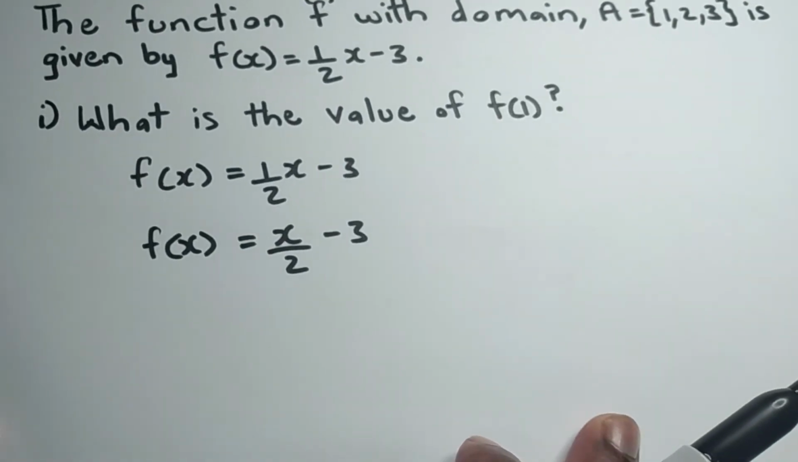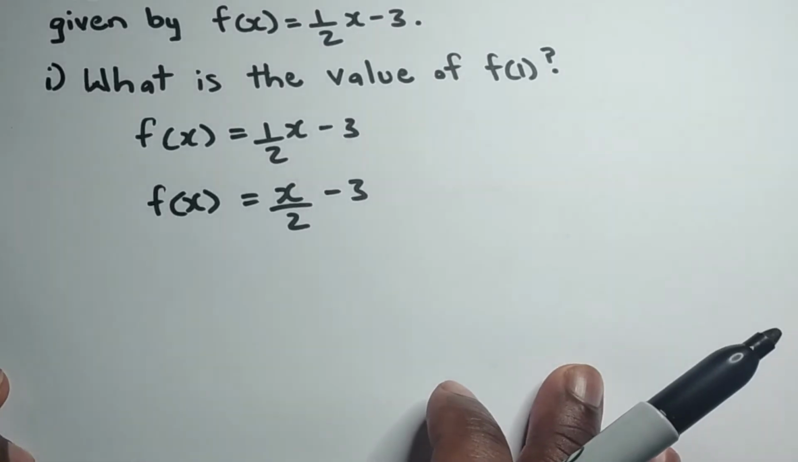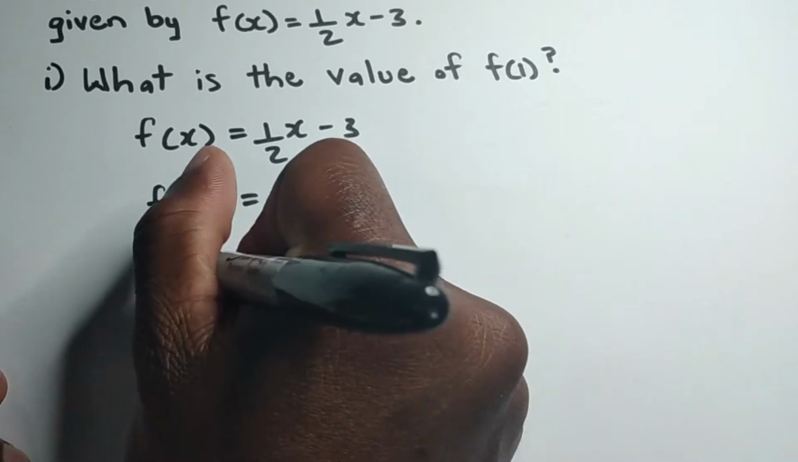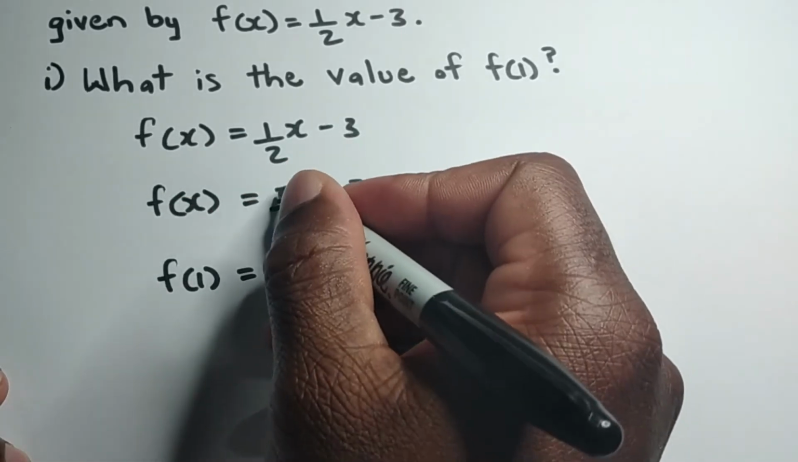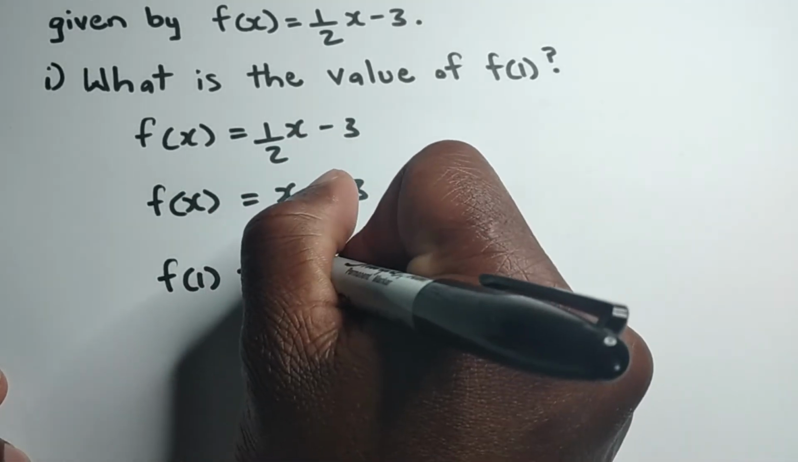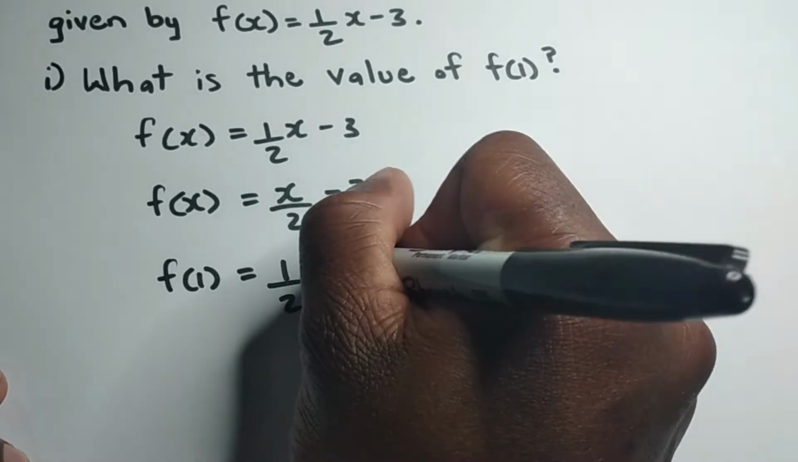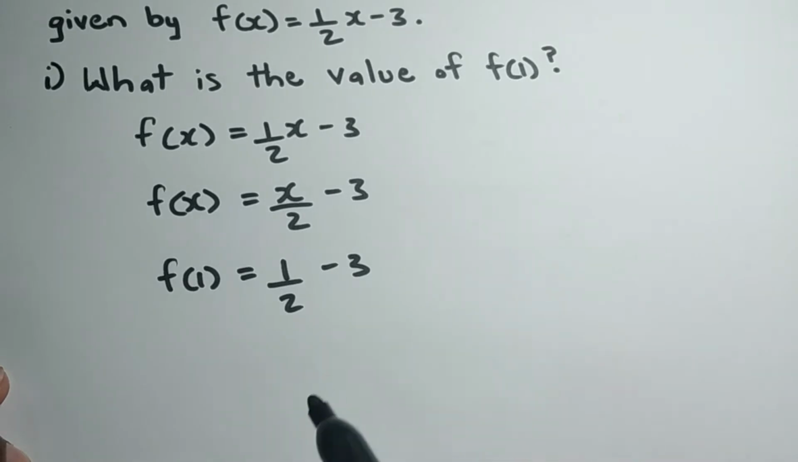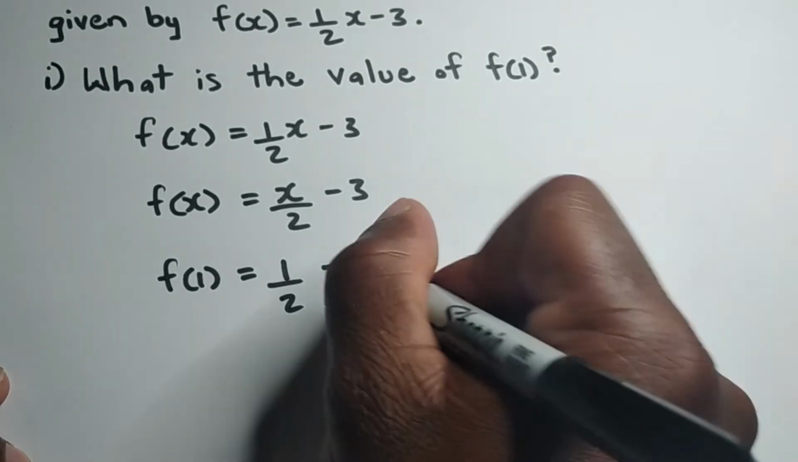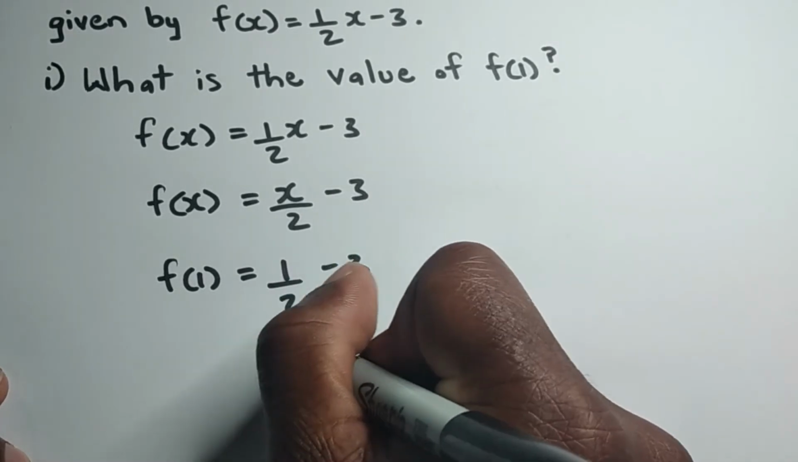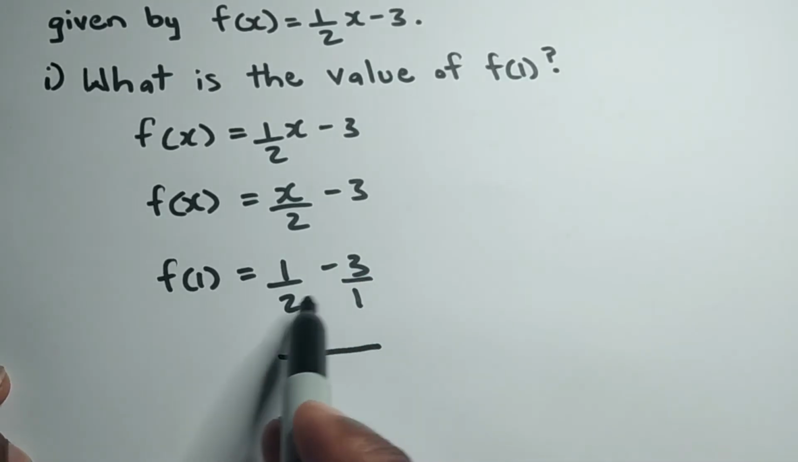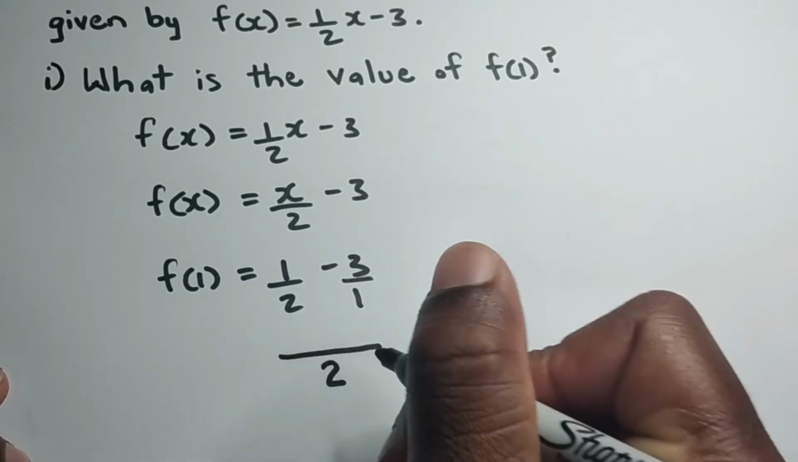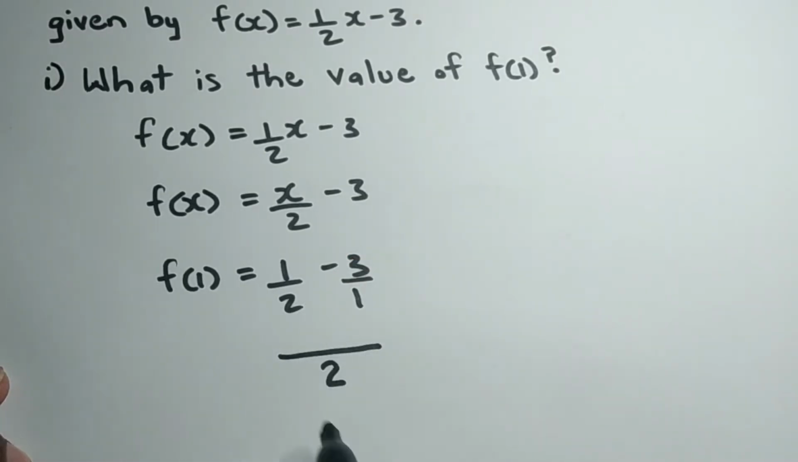Now what we're going to do is substitute 1 in this. Wherever we have x, we'll replace that with 1. So to find f(1), we'll have 1/2 − 3. We can now solve this using the fractional method. We put the 3 over 1 and find the LCM. What's the LCM for 2 and 1? Of course, that's 2, the lowest number that both 2 and 1 can go into without leaving a remainder.